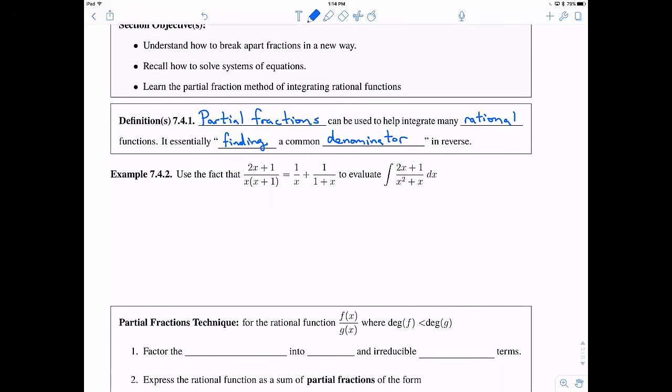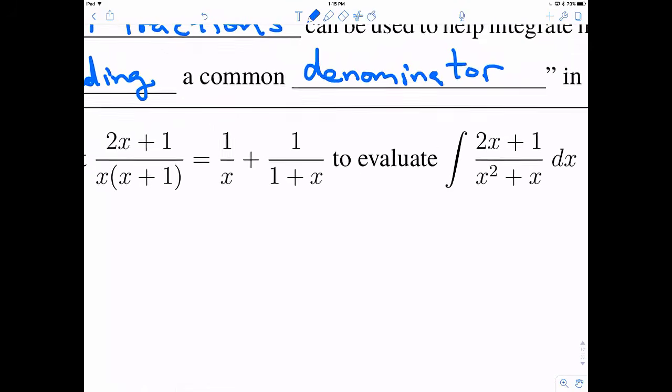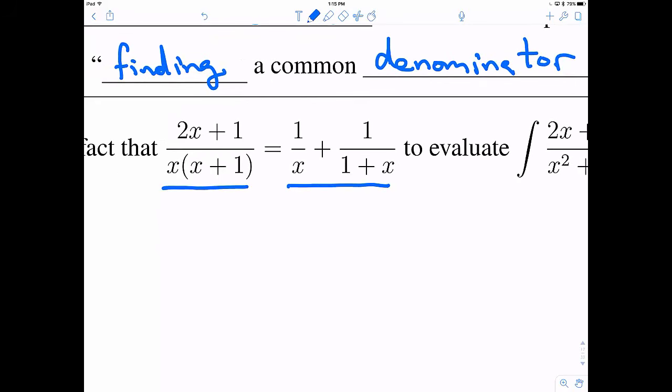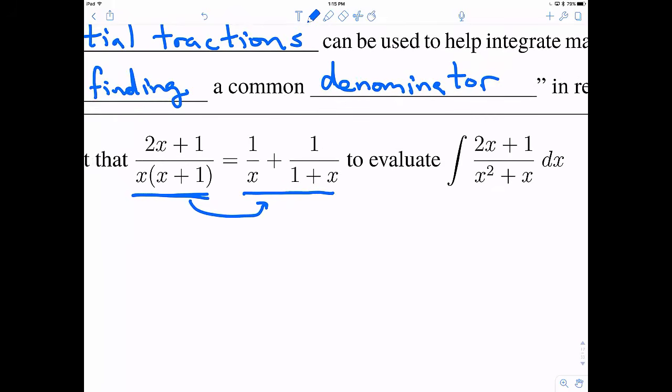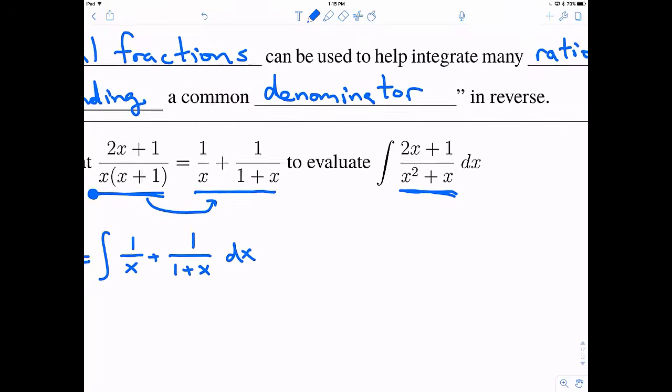Use the fact that (2x + 1) over x(x + 1) is equal to 1 over x plus 1 over 1 + x. If we assume that is true, forget about how I figured this out for the time being, then the claim is that now we can integrate (2x + 1) over x squared plus x. Notice that this is the same denominator, just distributed through. So let's use this fact to instead integrate 1 over x plus 1 over 1 + x dx.